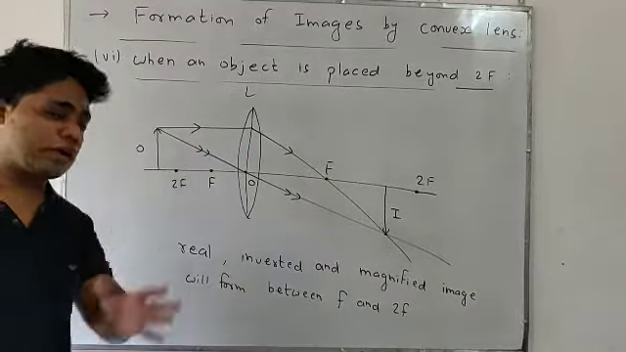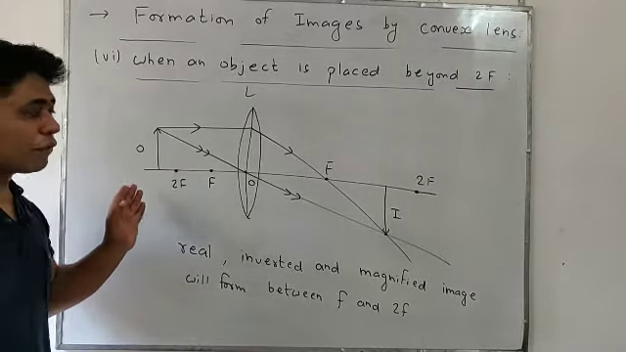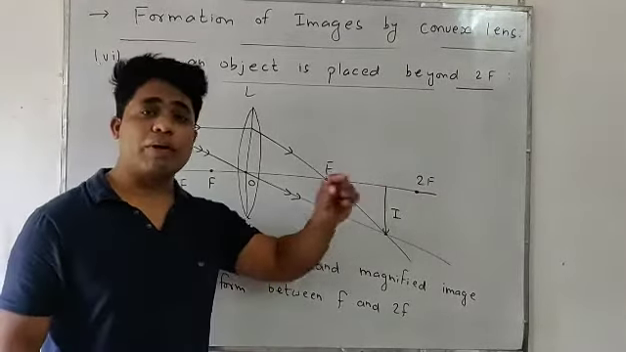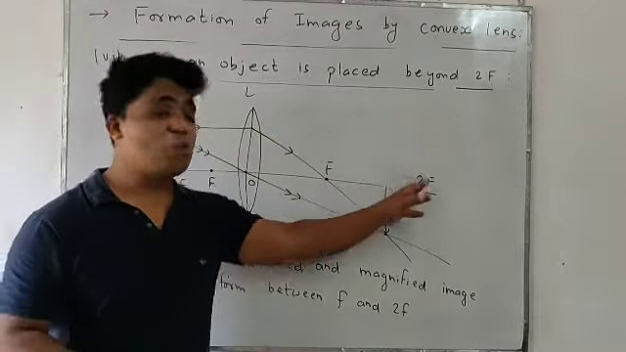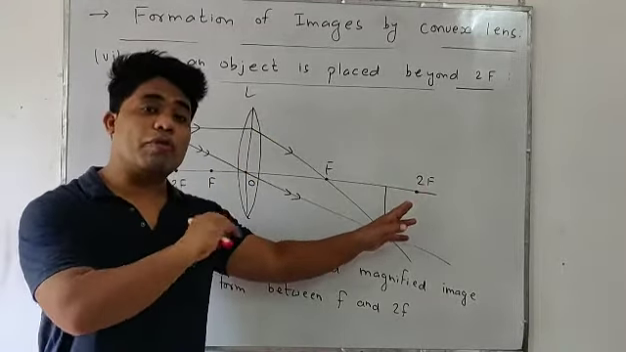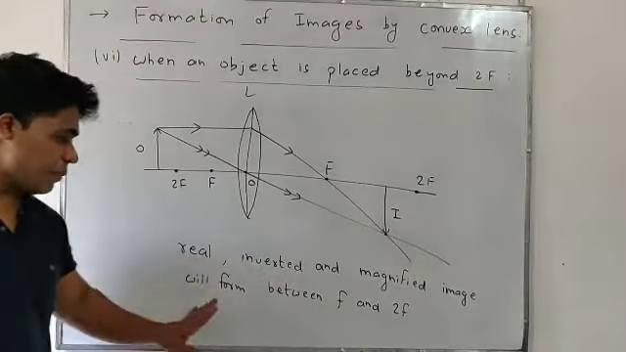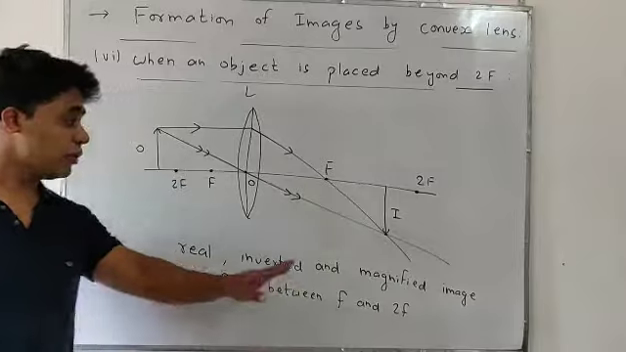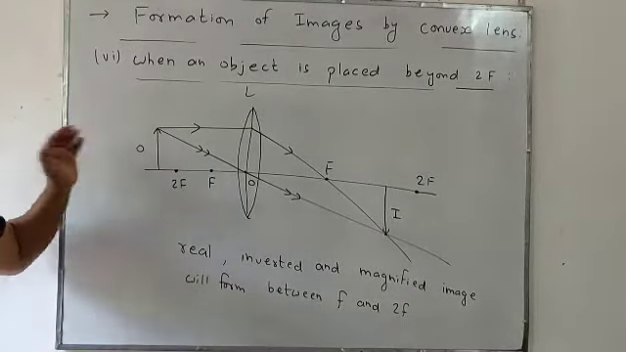So it is the reciprocal of that earlier case. In this case, when the object is placed beyond 2F, the image will form between F and 2F. And in the earlier case, when the object was placed between F and 2F, the image formed beyond 2F. So look at students, a real, inverted and diminished image will form between F and 2F when the object is placed beyond 2F.